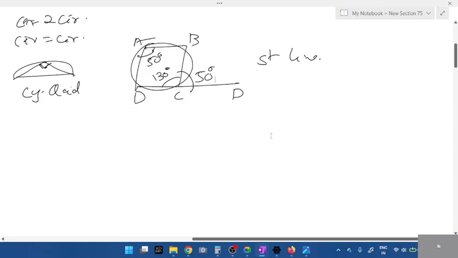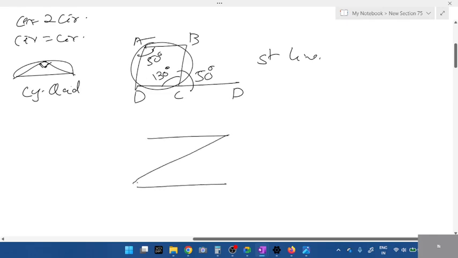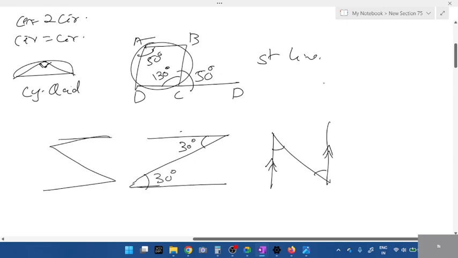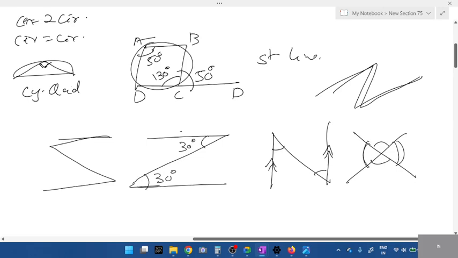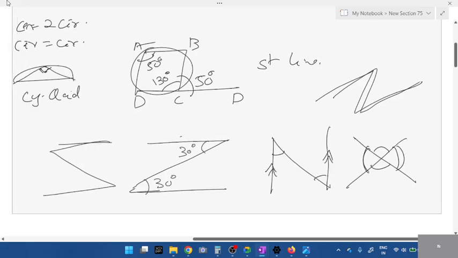Then we studied parallel lines. Remember parallel lines? In parallel lines, the Z alphabet. If Z, what is the angle formed here? Interior alternate angle. Even for this, N. This is the angle in parallel lines, N. So Z can be like this, or it can be like this. For X, what we studied: vertical opposite angles.